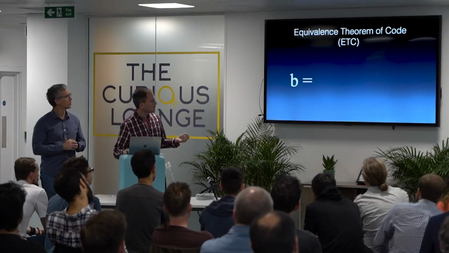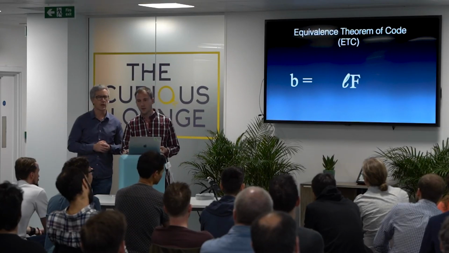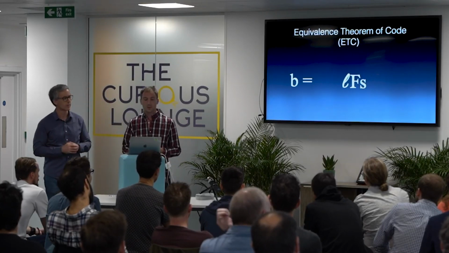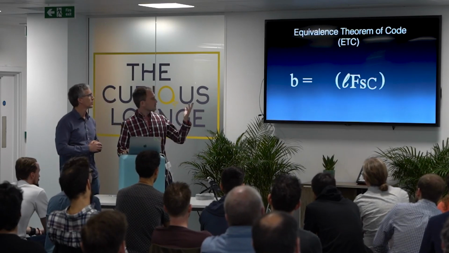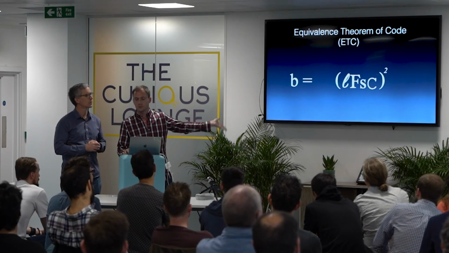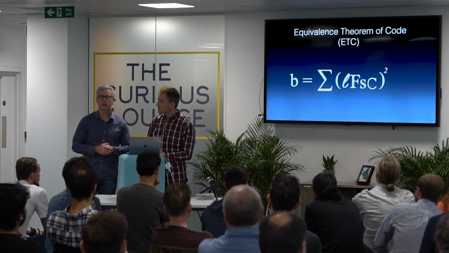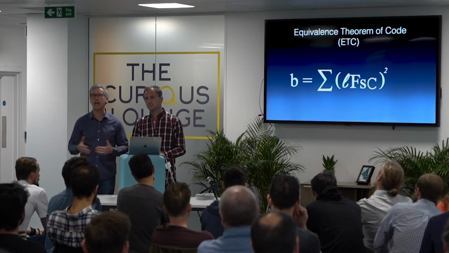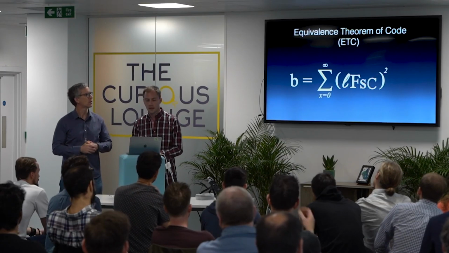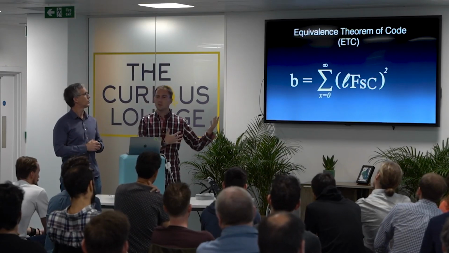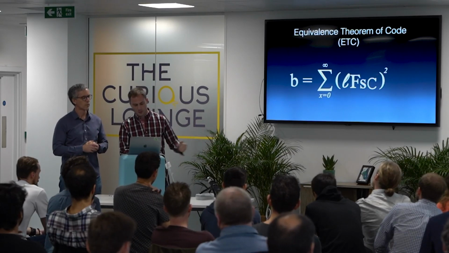But we can define quality using an equation. So it's the equivalence theorem of code, or ETSI. And it goes like this. The number of bugs equals the number of lines times the number of files times the number of statements times the number of conditions. And then we square it because a lot of equations do that. It's important to take the summation of values in any math formula, really. And we sum from 0 to infinity using the variable x. Again, it seems to be what math people do, so we did that as well.